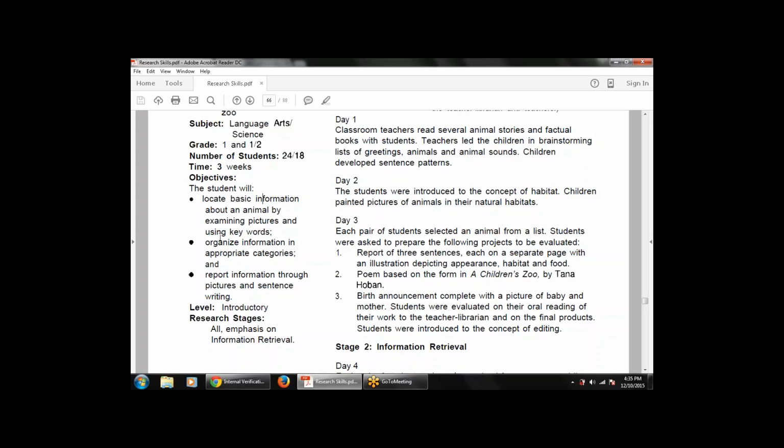The next is the introductory level, and the research stages are all the stages that are available, with emphasis on information retrieval. The stages are available at all the phases, but the more focus is on information retrieval. So let's start with chapter number 2, that is information retrieval, the stage number 2.